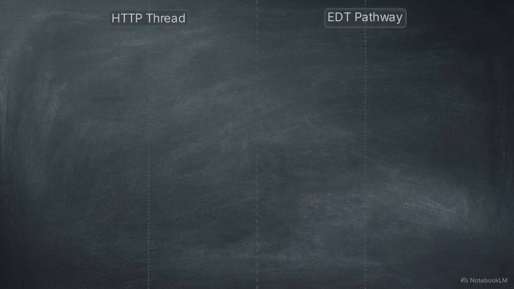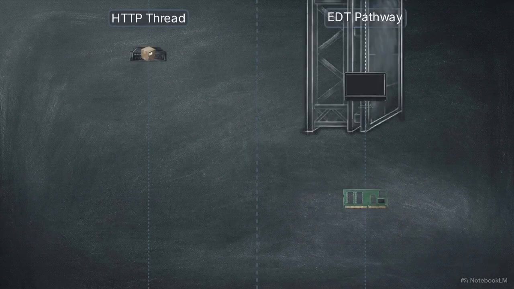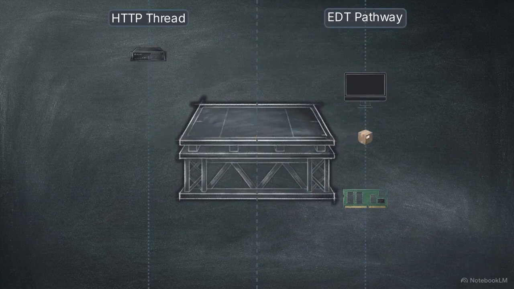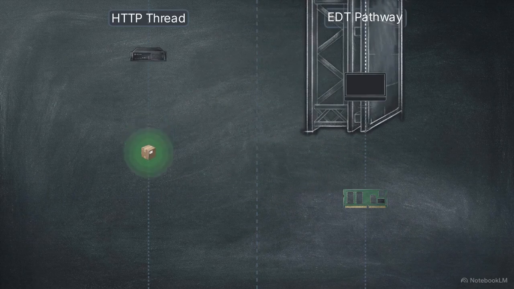To resolve this, the server relies on the invoke and wait bridge pattern. The HTTP thread pathway halts, safely passes the execution request over to the EDT pathway, and waits for the EDT to return a completed result back across the bridge.